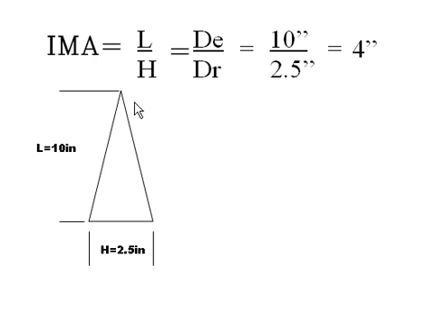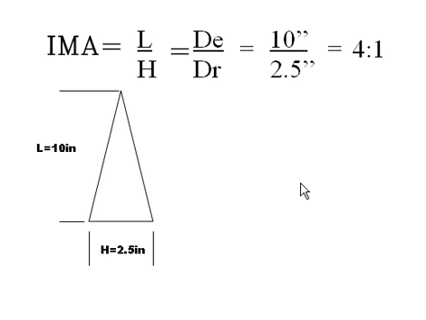There, I straightened everything out. So IMA is L over H equals DE over DR, or the length is 10 inches divided by 2.5 inches, and the answer comes out to 4. It's not 4 inches. The inches factor out. So it's a 4-to-1 mechanical advantage ratio. Okay, so IMA is that.